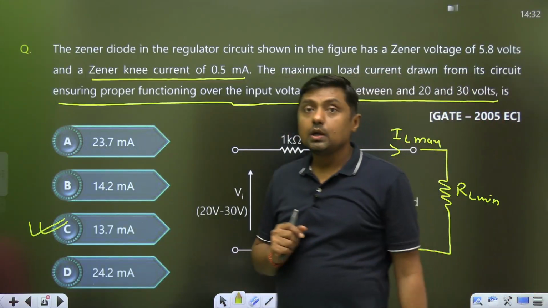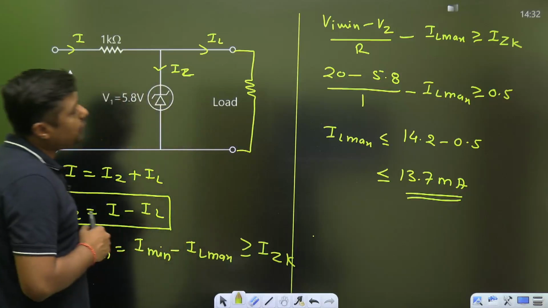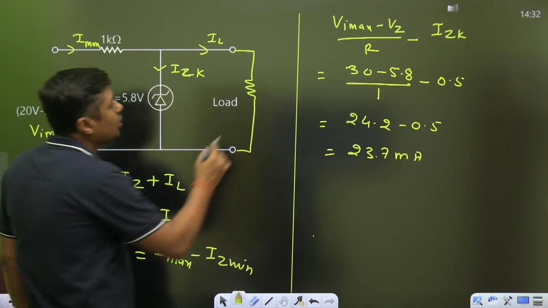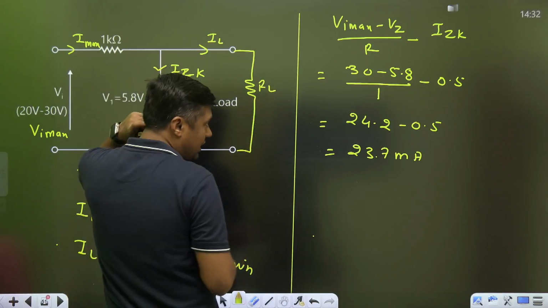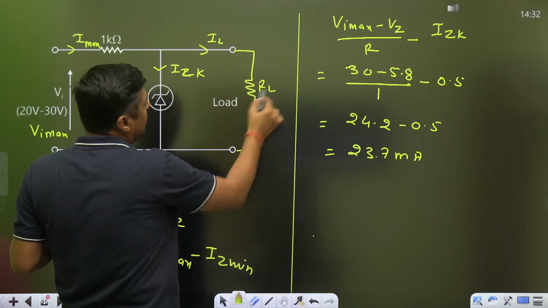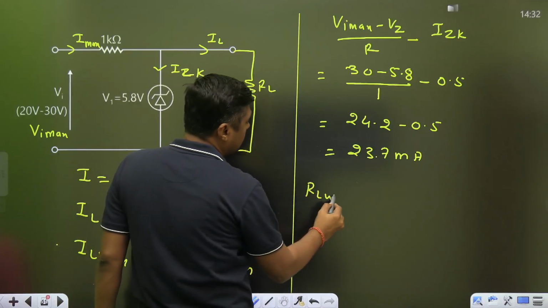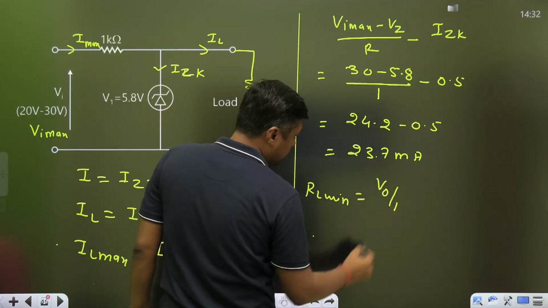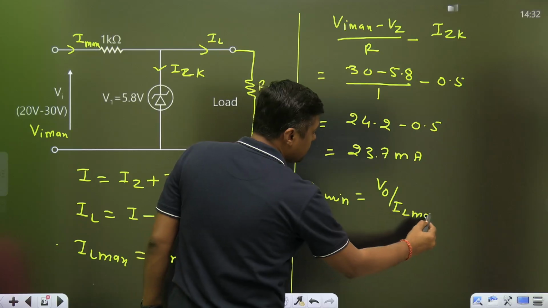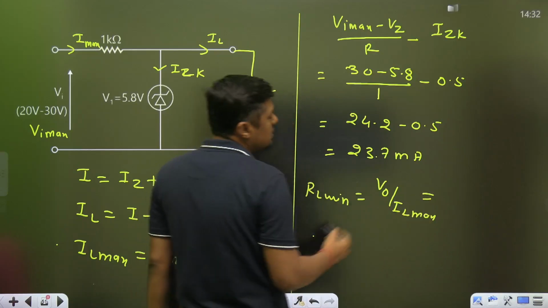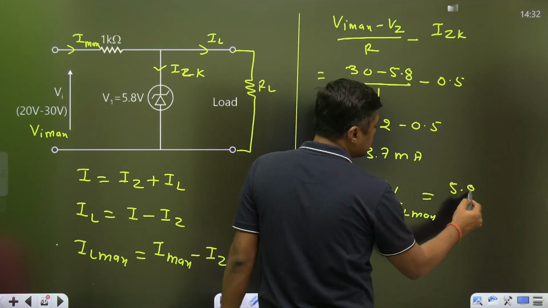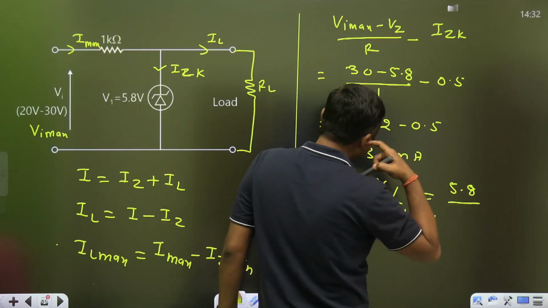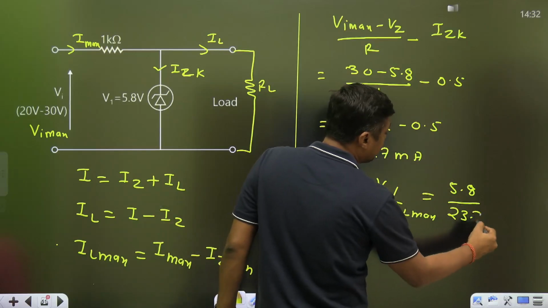Why? Suppose you put 23.7 milliampere. So what is the value of the RL? When the current is maximum, RL is minimum. So what is the RL minimum? It will become V0 upon IL maximum. What is the V0? 5.8, because the Zener diode should remain in the breakdown region. 5.8 upon IL maximum, that is 23.7, guys.